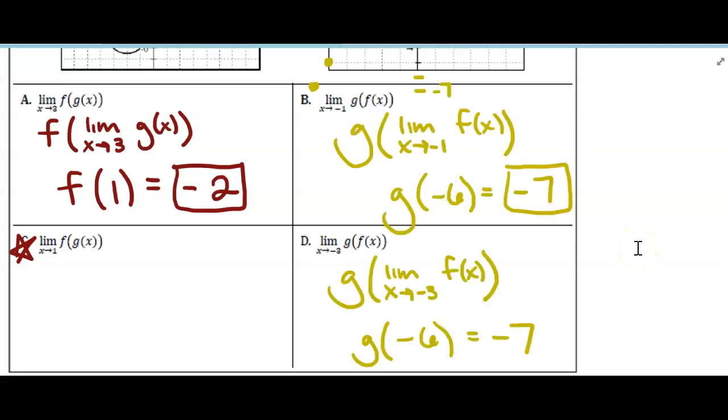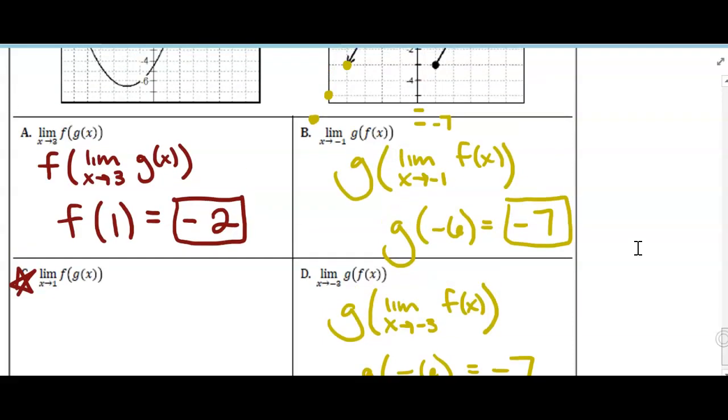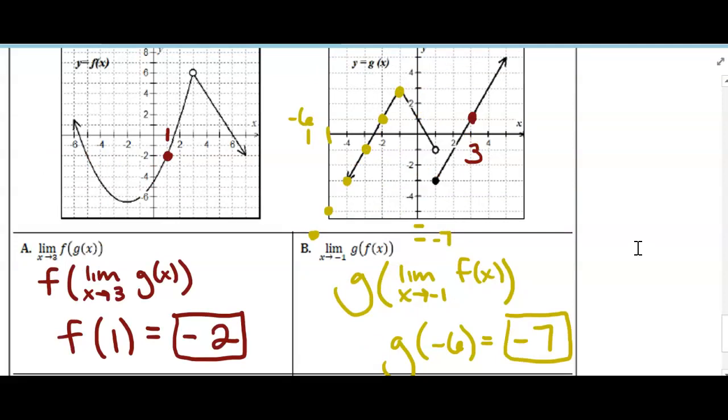All right, as you're looking at B and D, you can see some of my work. Something that you probably noticed when you were trying to evaluate B is that when you were evaluating the limit as x approaches -1 of f, you got your value down here at -6. And when you're looking at your graph of g to find g of -6, well, -6 wasn't on the graph. And folks, this is what I'm talking about being persistent problem solvers and perseverant problem solvers. Just because it's not there doesn't mean you can't find it.